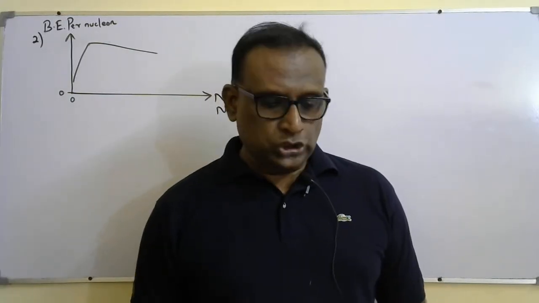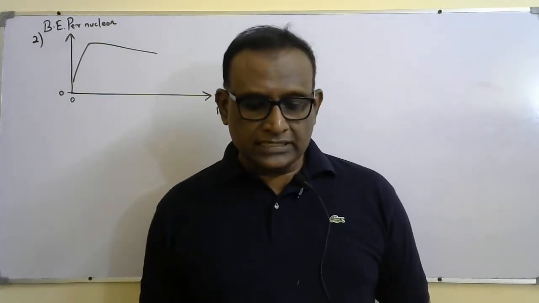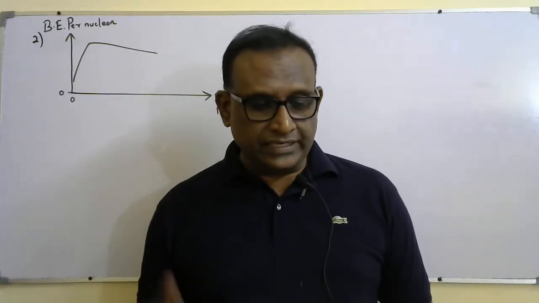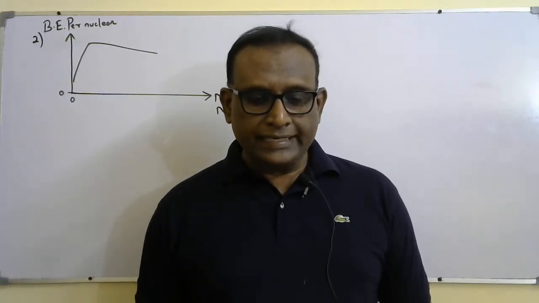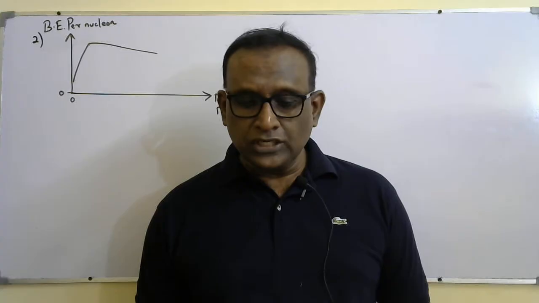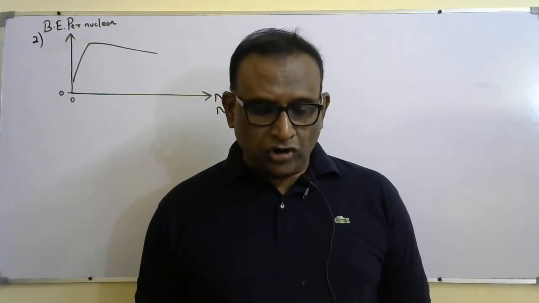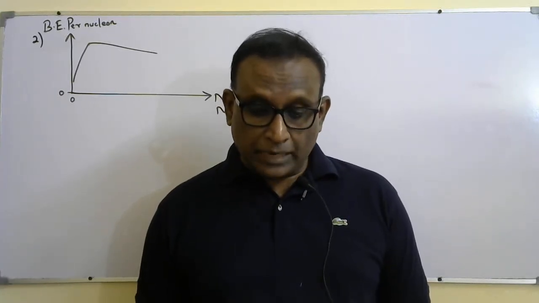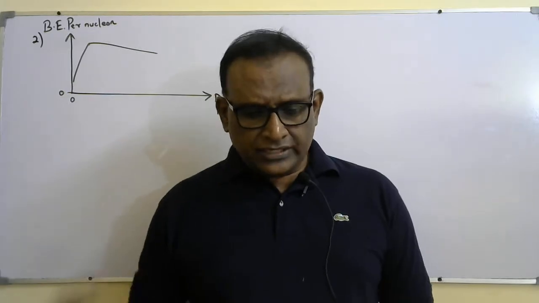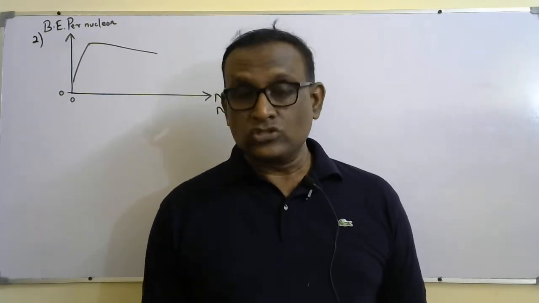Okay, question number 2. A graph of binding energy per nucleon against nucleon number is given. The graph shows how the binding energy per nucleon varies with nucleon number. Which of the following conclusions is supported by this graph? So this is about energy released or absorbed.